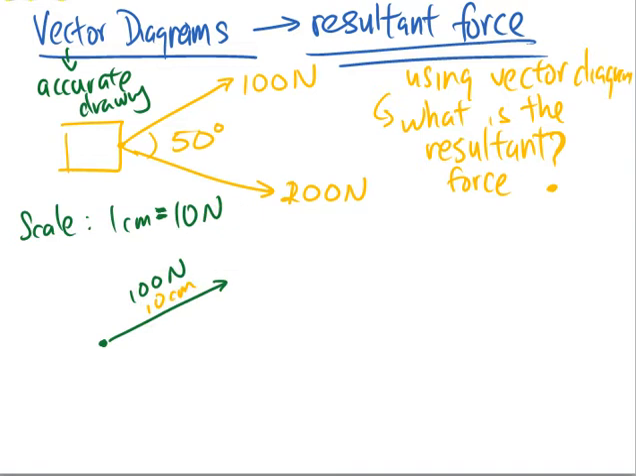Next, I'll take a protractor and measure an angle of 50 degrees. This is a freehand drawing, so just take note, it is not drawn to scale, but I need you all to do vector diagrams drawn to scale. I'm going to draw a force that represents my 200 Newtons. What's the length of it? It is 20 cm.